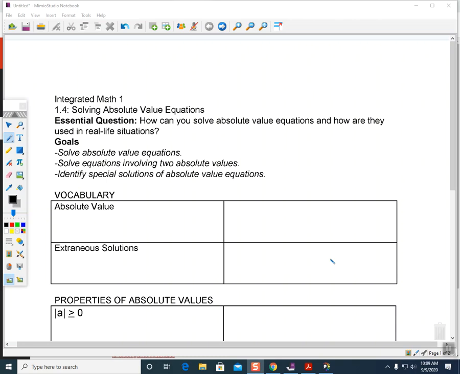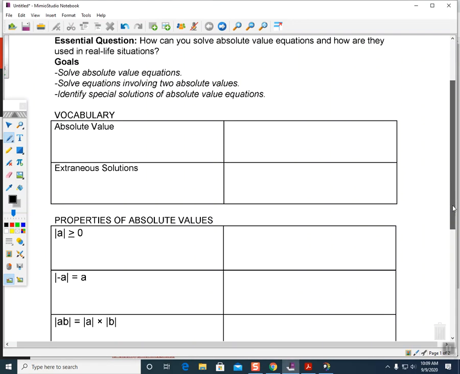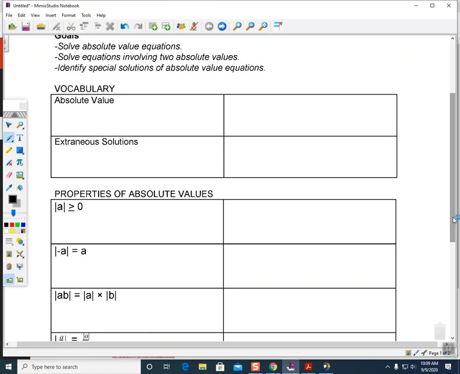All right, so we have been talking about solving equations, just normal equations, not really anything special or fancy about them. And now we're going to move into solving absolute value equations. So we're looking at equations that involve absolute value. We have a couple vocabulary words to go over first.